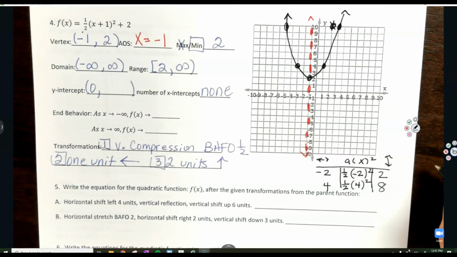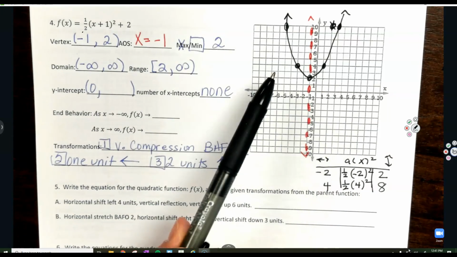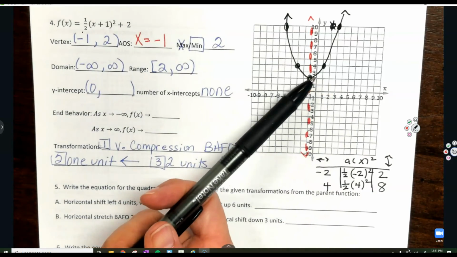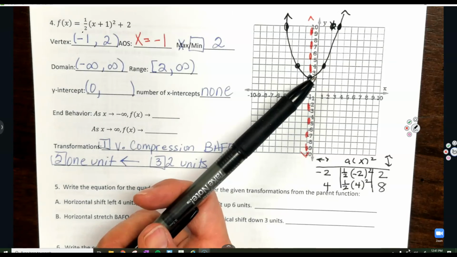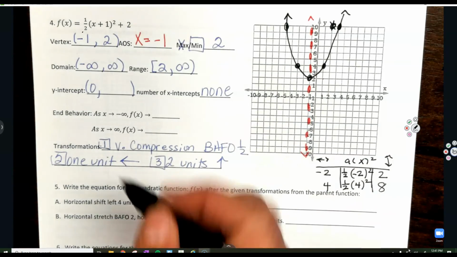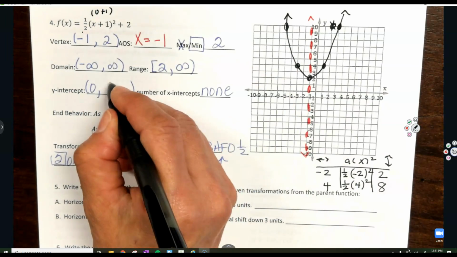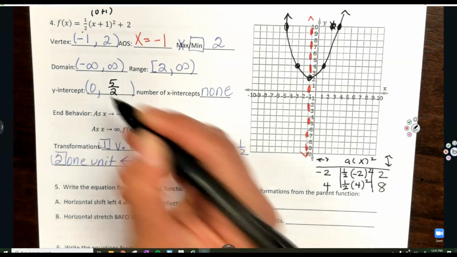I got bad news. Well, not really, because it's easy. When you have a y-intercept that is not on a clean whole number, you have to solve for it, guys. So when you solve for this, it turns into 5 halves, which is 2.5.